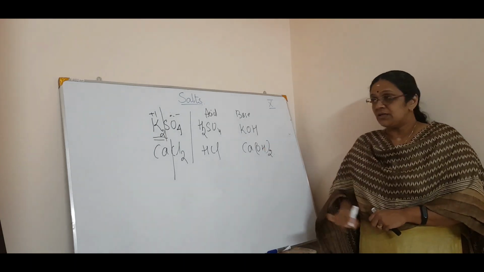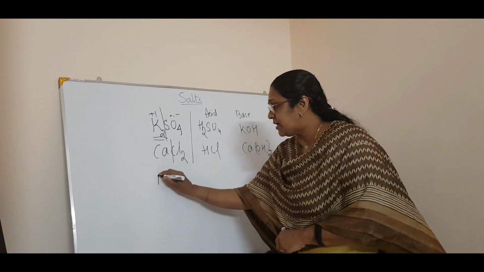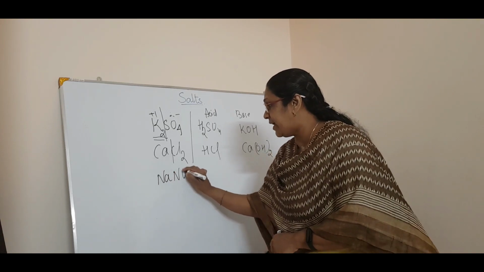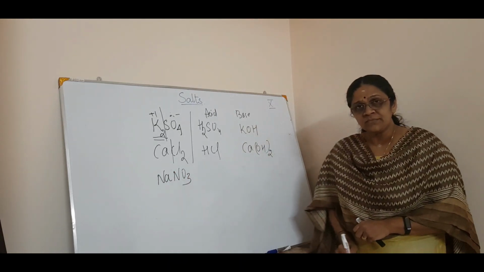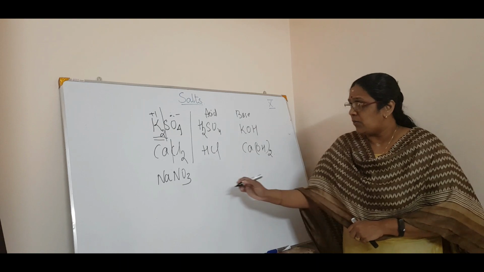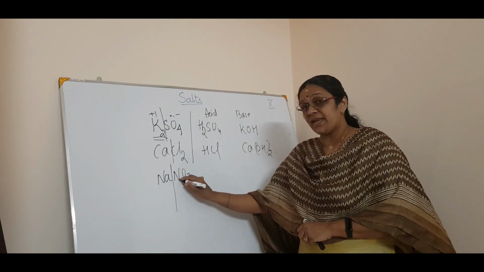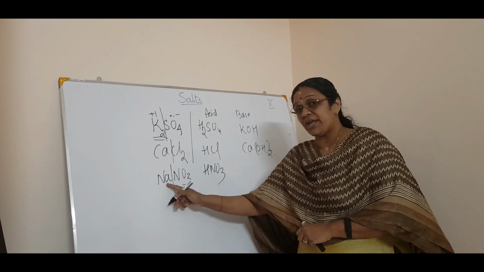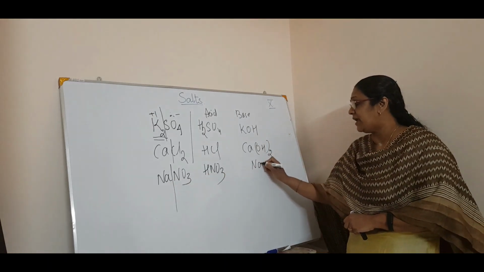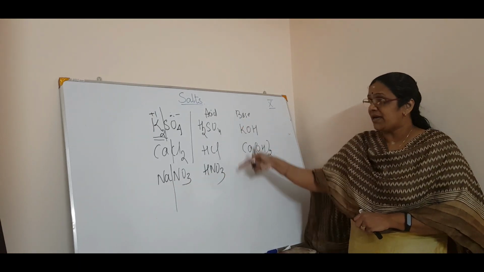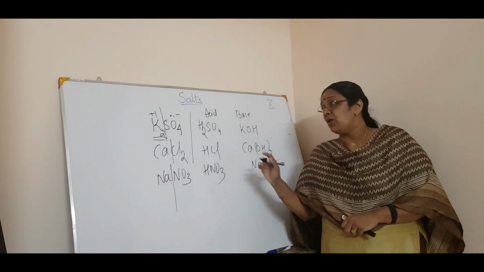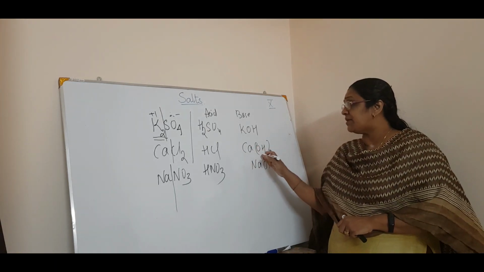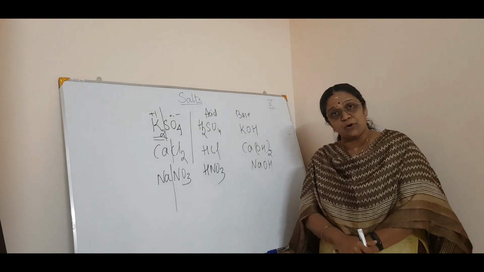Then again, some salt like sodium nitrate, NaNO3. What is that acid? Putting an H to the nitrate ion, that is HNO3, and putting an OH to Na, that is NaOH. So by this you can find which is the acid and which is the base in order to form the corresponding salt.